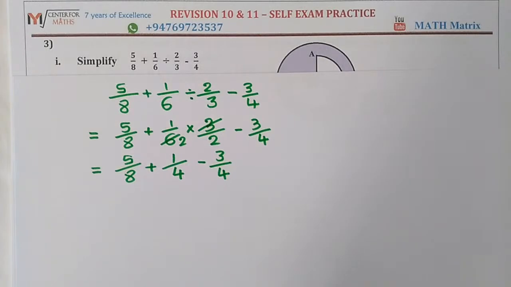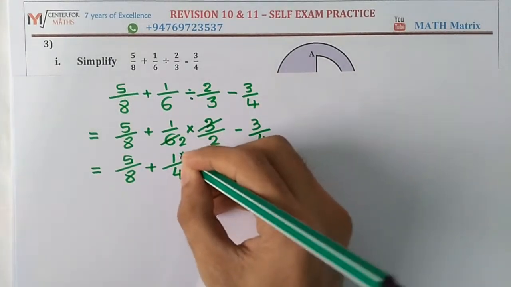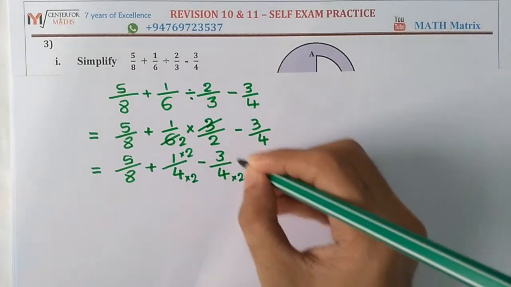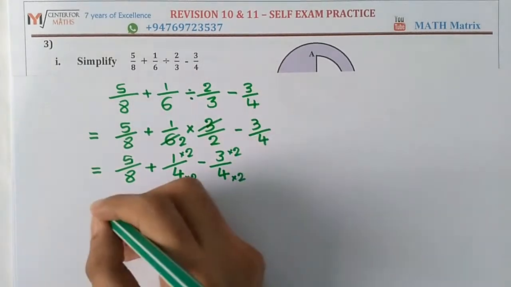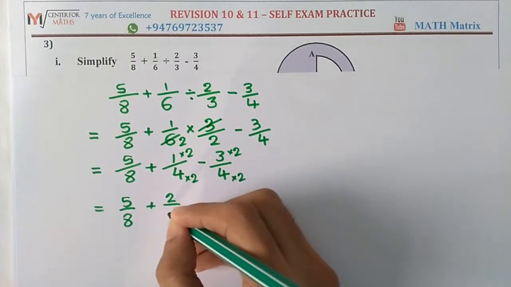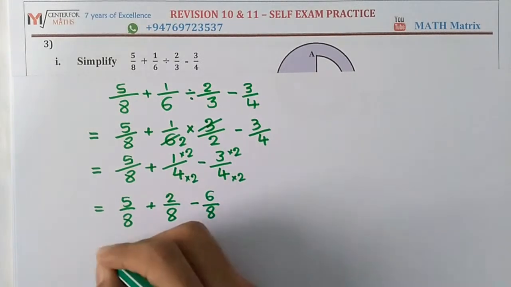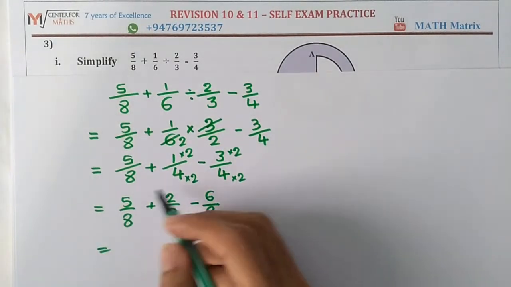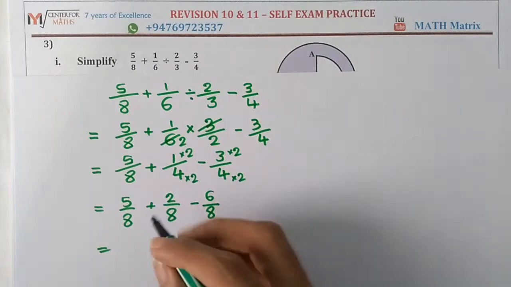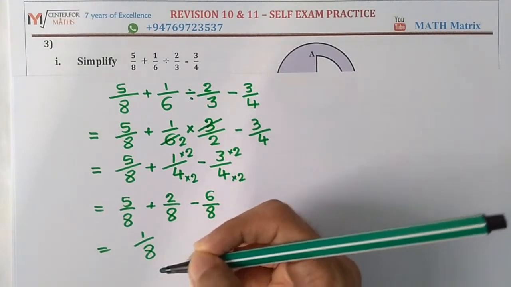Okay guys, so now we can simplify this easily. We don't need to find the LCM and all, because we can get the LCM directly, right? Just by multiplying them by 2. So again we'll multiply the last term also by 2. Okay, so now 5 over 8 plus 1 2s are 2 over 4 2s are 8 again minus 3 2s are 6 over 4 2s are 8 again. Right, so now we'll add 5 plus 2, 7 minus 6, 1. So the answer is 1 over 8. So here the final answer 1 over 8.